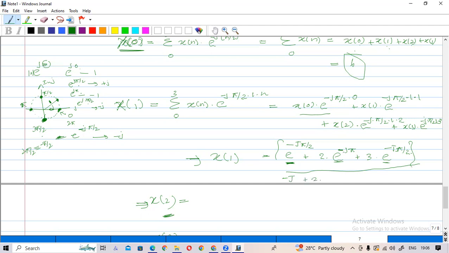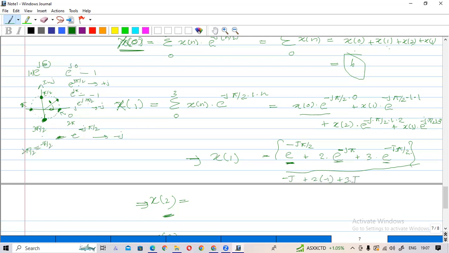This is e to the power minus jπ. Minus π means this direction here. So that is minus 1. So 2 times minus 1, plus 3 e to the power minus j 3π/2. Minus 3π/2 means this direction, that means here, which is equal to plus j.